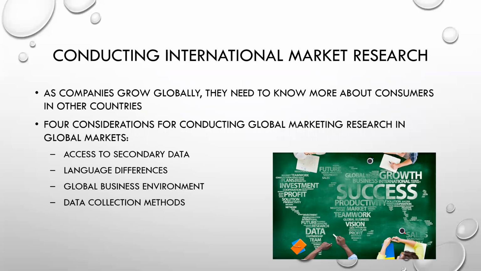We just had the chapter on global marketing, and companies are expanding more and more into other nations. And so they're going to need to gather information about consumers in the countries that they are doing business in. It's the same basic steps, but there are some challenges. There are 4 considerations for conducting research in a global market. Access to secondary data is what we're going to start with. And not every country has census data like the United States.